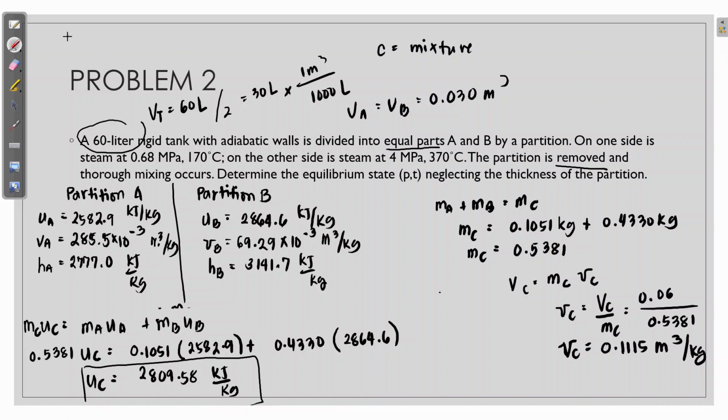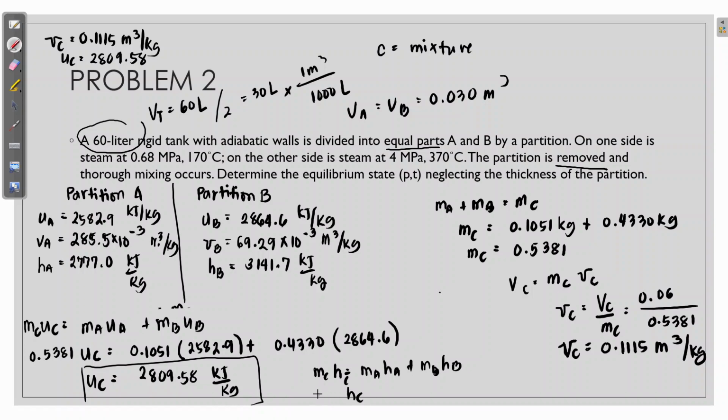So, meron na tayong UC. Okay, lista natin sa taas ha. Meron na tayong specific volume na 0.1115 meter cube per kilogram. Meron tayong UC na 2809.58. Hanapin naman natin ngayon yung H. Okay? Yung H naman is pwede lang natin makuha na MCHC is equals to MAHA plus MBHB.